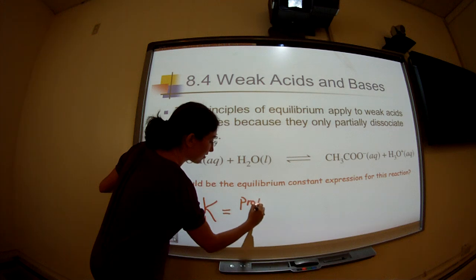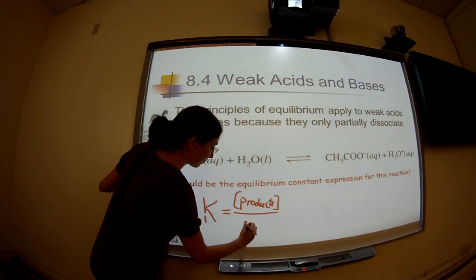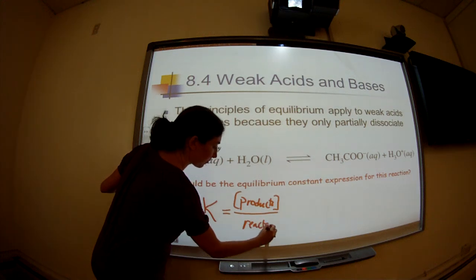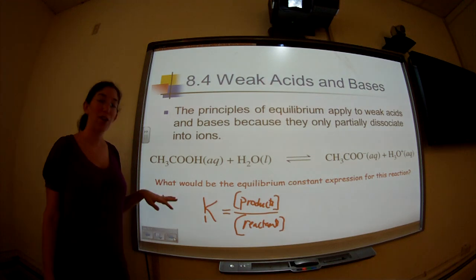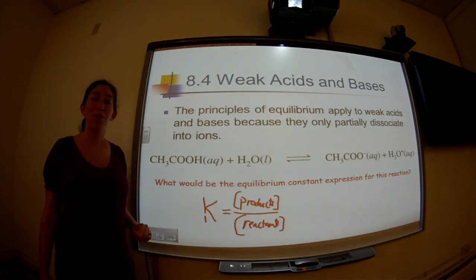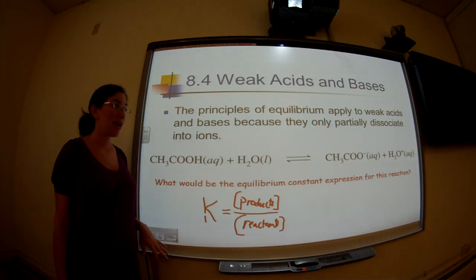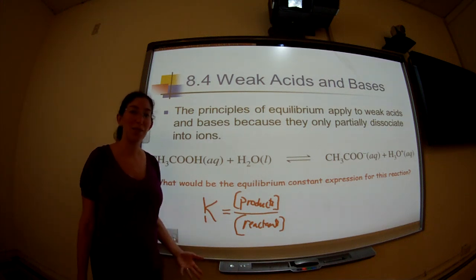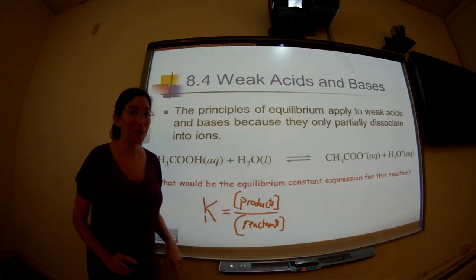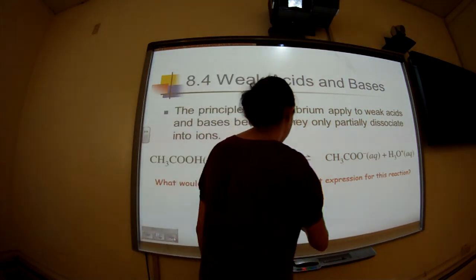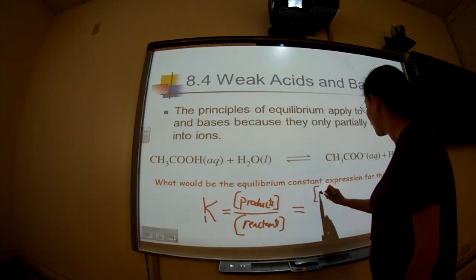The concentration of the products over the concentration of the reactants. So go ahead and write out what the equilibrium constant for this reaction would be. I don't really like having long pauses in these videos, so I encourage you to pause the video right now while I write the answer up here for you. But I encourage you to pause it and come back and see if you got it right.